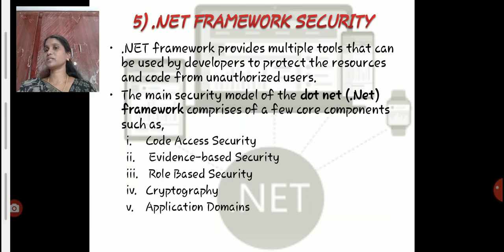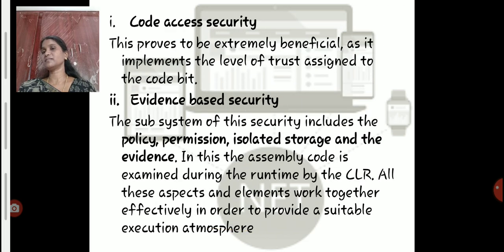Then .NET framework security. The .NET framework by itself provides many security features like code access security, evidence-based security, role-based security, cryptography, application domains, and so on. We see everything in detail. The first one is code access security. Code access security is code-based security, we can say. Some code will be read-only, some code will be read as well as edited. So this is called code-based security.